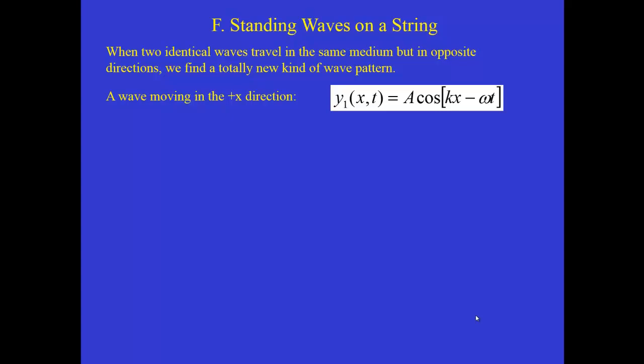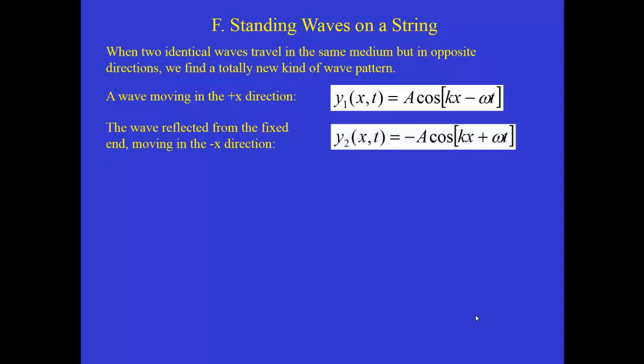Because it reflects back, it actually flips over, and so the wave that's reflected back has the same amplitude, but it's got a minus sign out in front because the wave has been inverted. And also, because it's moving now in the negative x direction, there's a plus sign in the argument. So this is exactly what happens on a stretched string when we pluck it.